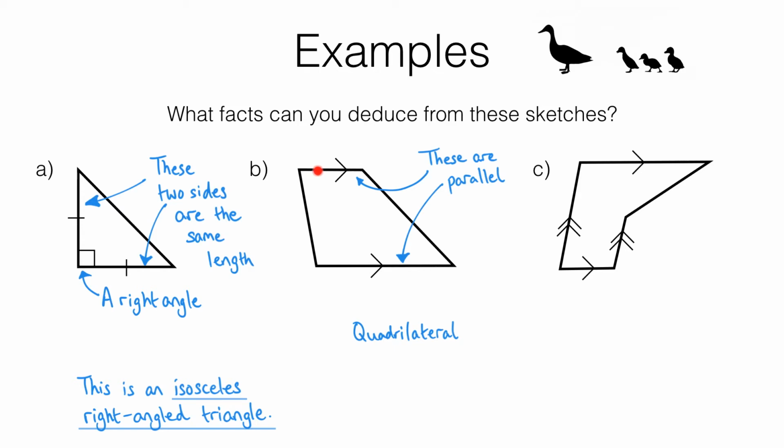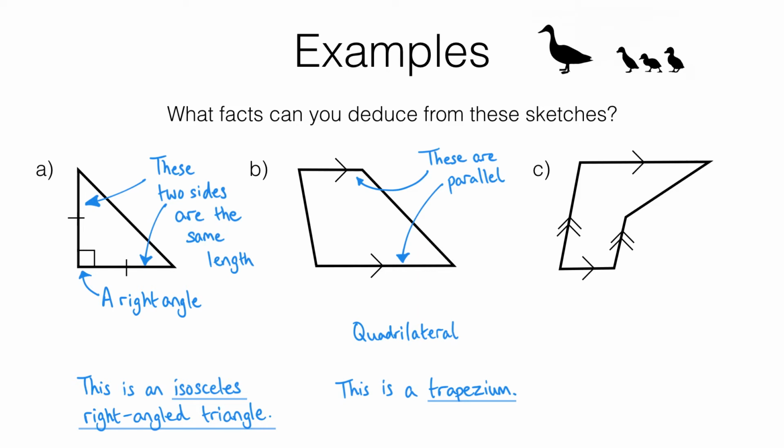There are no other points of interest on this sketch. So we know it's a quadrilateral. We know that it's got at least one pair of parallel sides. So what we can say is that this is a trapezium. Let's move on to question C.